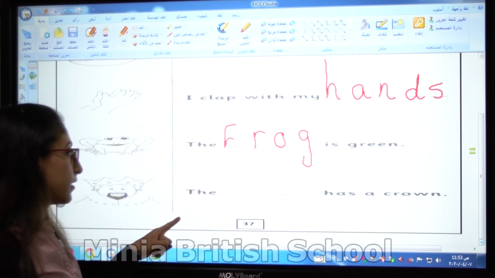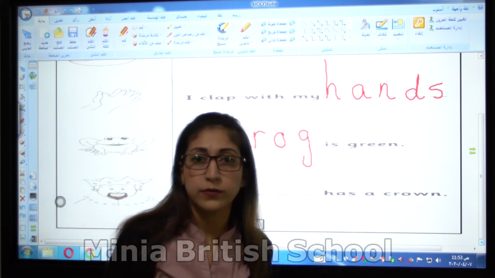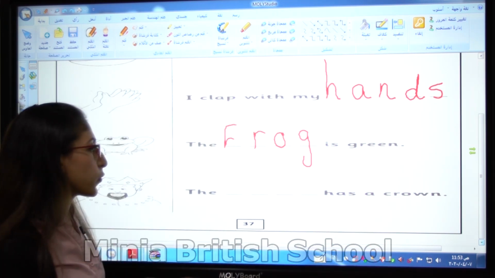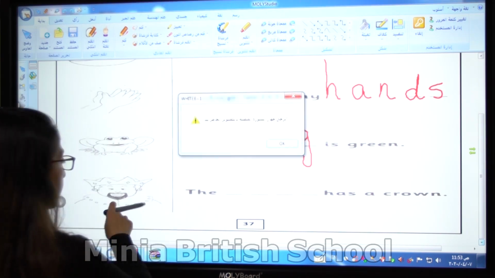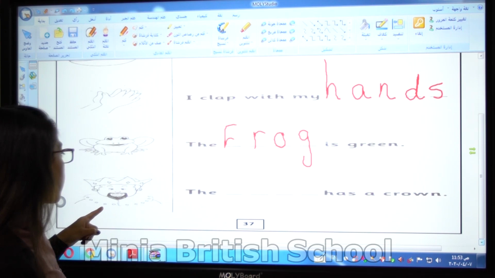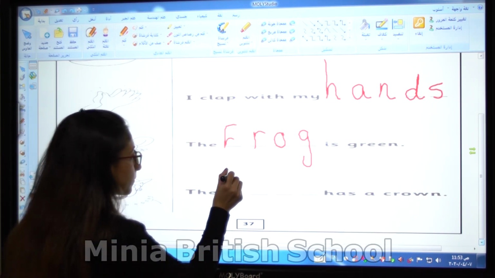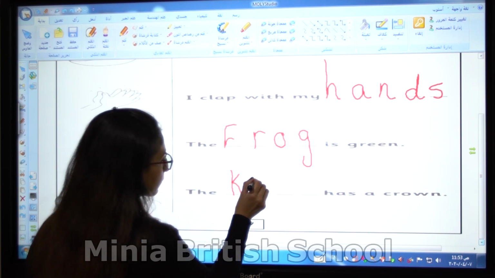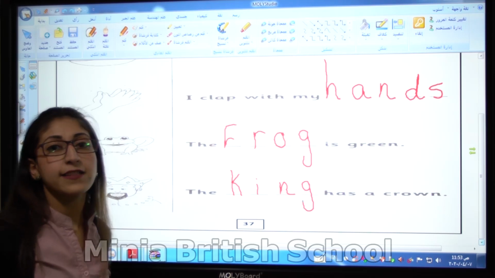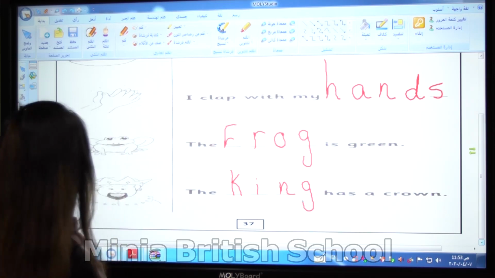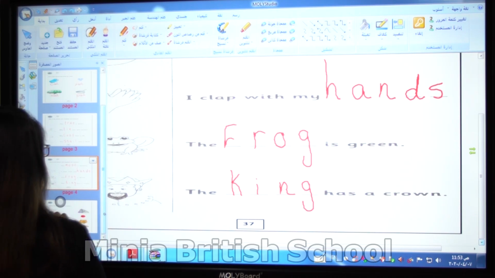Look at this. The dots has crown. Who wears the crown? Look at this picture. Yes. King. Excellent. The king has a crown. Okay. The last page of today.